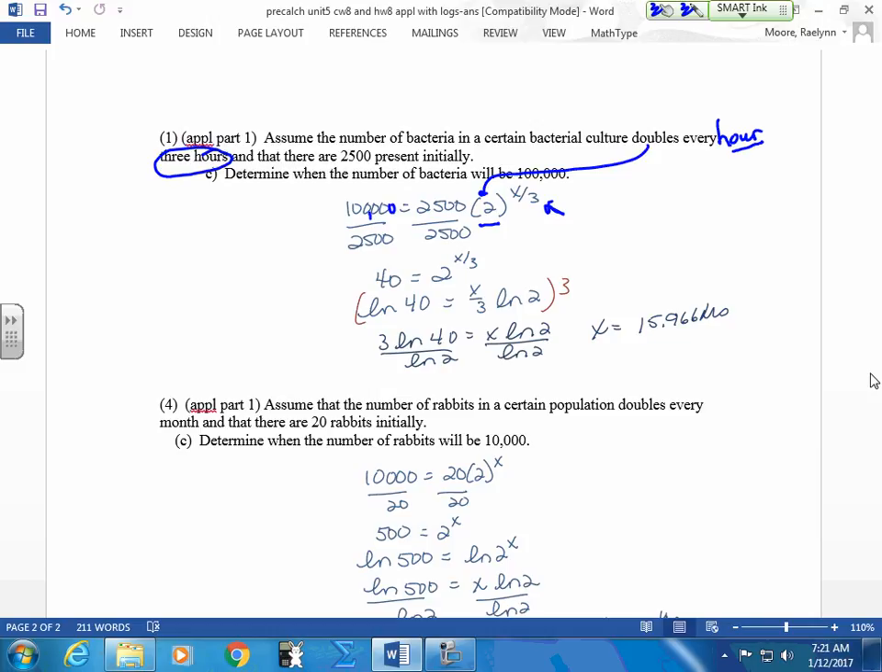That was number 1. 15.966. This says hours. Kind of my scribble over there. By halfway through, you should be getting used to this handwriting.